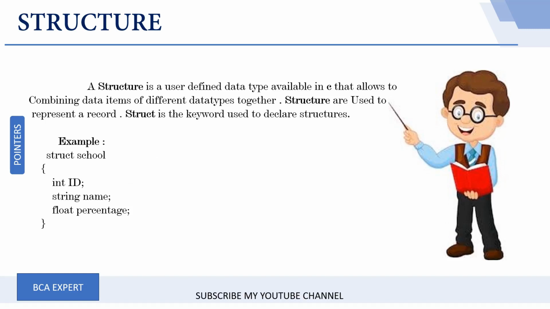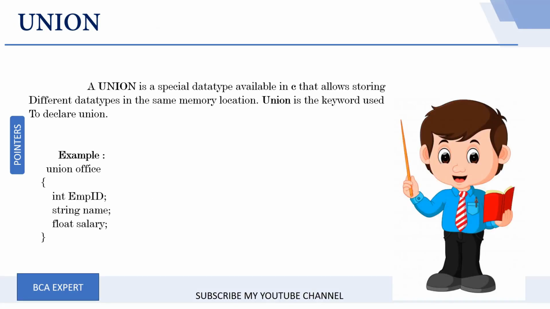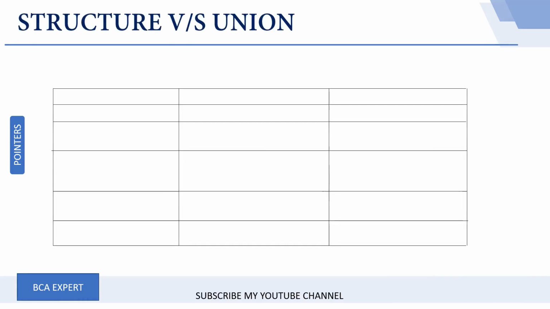So with this, let us move on to our next topic, which is the union. A union is a special data type available in the C language that allows us to store different data types in the same memory location. union is the keyword used to declare a union. So you might be confused about structure and union here. Why are two different data structures defined for performing one single operation? Don't worry, there are a few differences between union and structure. Let us move on to the differences between structure and union.